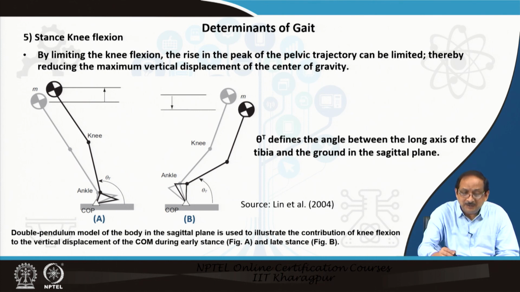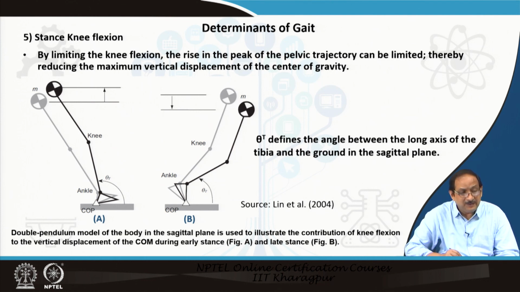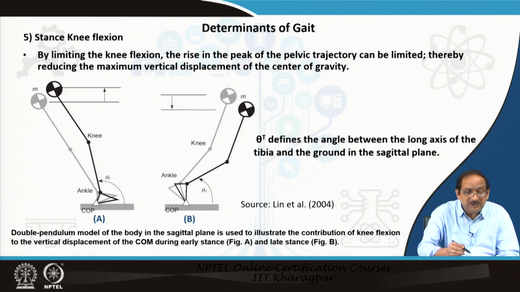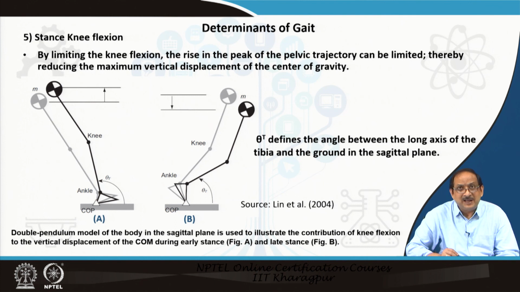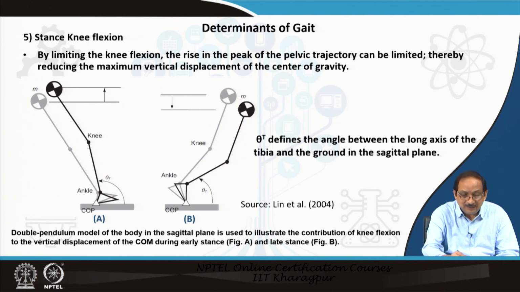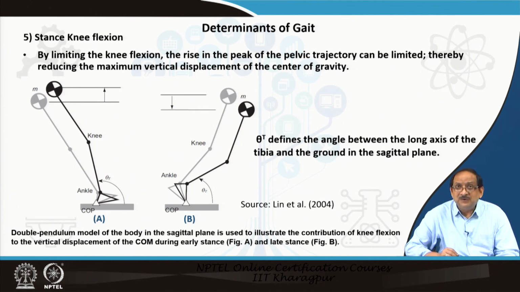This is applicable to the other figure, that is figure B. The perturbation of the knee flexion angle has been exaggerated for clarity. Now, in this figure, the theta t defines the angle between the long axis of the tibia and the ground in the sagittal plane.